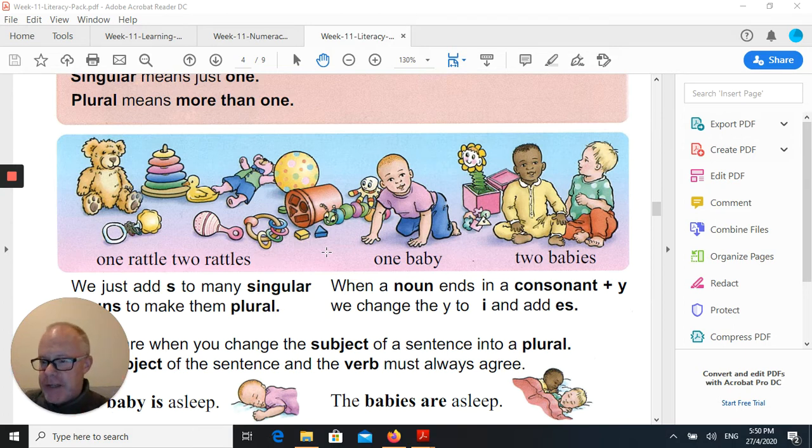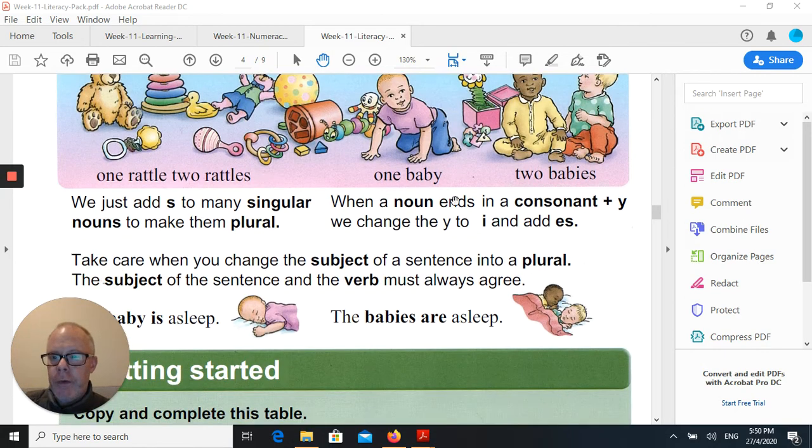Most of the time it's just an S at the end, except for those special circumstances where you have a consonant and a Y. Just look for the Y at the end. That's a good sort of reminder to have a proper look at that noun and see if it needs to be changed to an IES instead. So for example, as we have on the page here now, one rattle, two rattles. That's an easy one. You just put an S at the end. One baby, two babies. So we get rid of the Y and put an IES there instead.